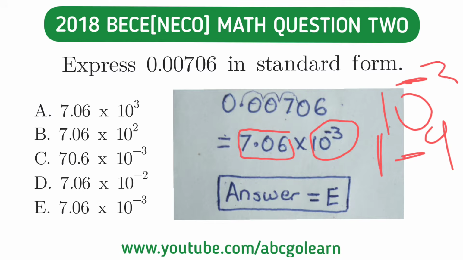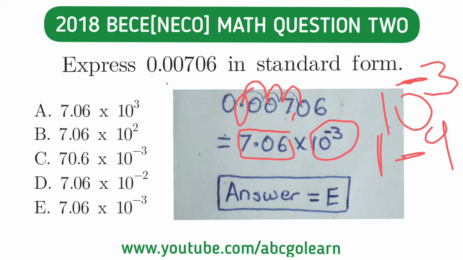That's 10 raised to power 3. It could be 10 raised to power 4, 10 raised to power 5, but this one is 10 raised to power minus 3. So now let's solve this question so that you understand it very well. You've seen this one is 0.00706. So the first thing we are going to do is to take this point from this very place to this very place. So we'll count the number of places. 1, 2, 3. So that's 3, right?